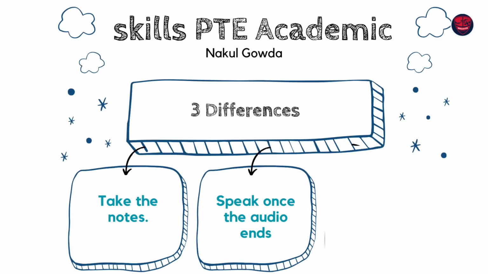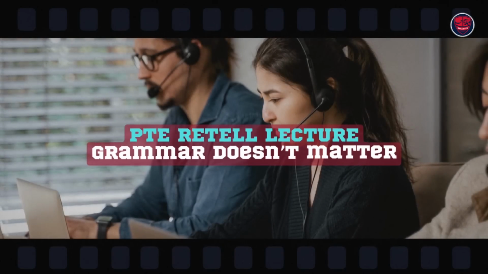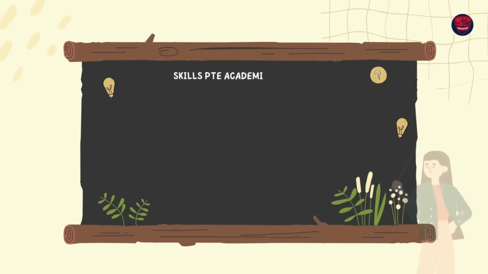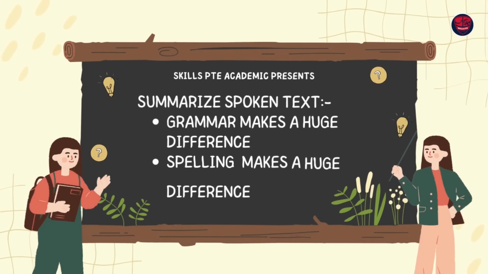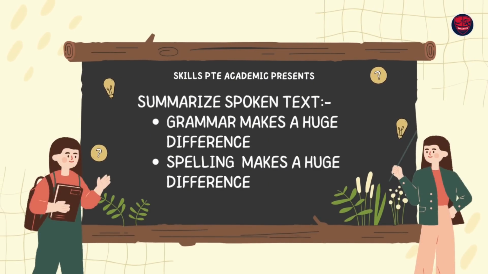The second difference is, in PTE Retell lecture, you have to speak once the audio ends, probably after 10 seconds. But in summarize spoken text, you have to write. In PTE Retell lecture, grammar doesn't matter because speaking skill is tested. Your grammar skills are not being tested. But in PTE summarize spoken text, your grammar makes the most difference. Your spelling makes the most difference.